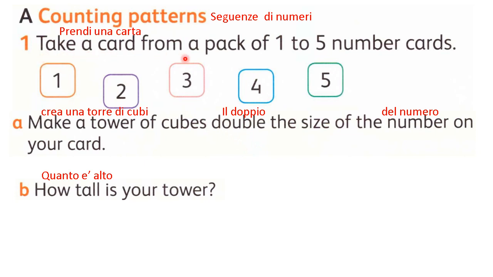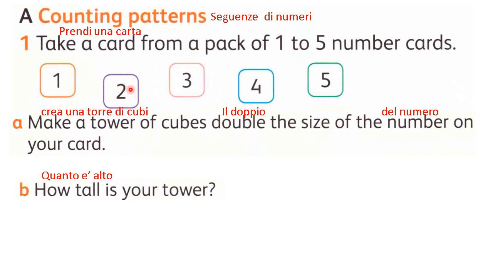Take a card from a pack of 1 to 5 number cards. Here we have the numbers 1, 2, 3, 4, and 5. Make a tower of cubes, double the size of the number on your card. So you take a number, I know number 1, and you double the number with cubes. What is double 1? You take 2 and you double 2 with cubes.